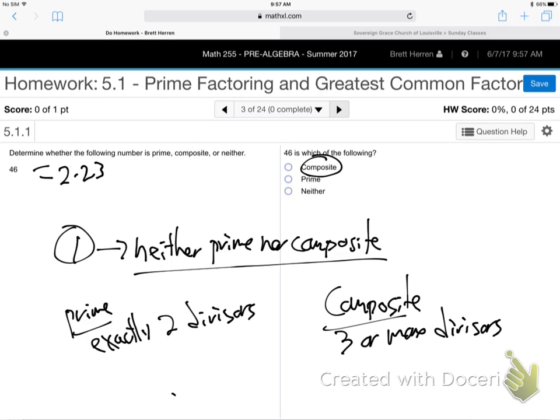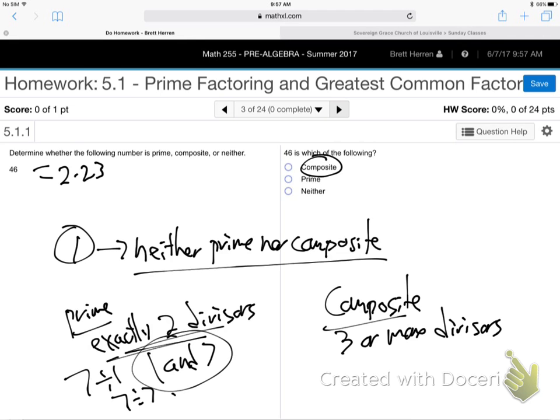Well, a prime number is a number like 7 because exactly 2 things can go into 7. What 2 things? 1 and 7. You can divide it by 1 or you can divide it by 7 and it'll be clean either way. 2 numbers divide into 7, 1 and 7, because 1 goes into everything. So if you have exactly 2 things that go into you, not 1, not 3, exactly 2, then you're prime.